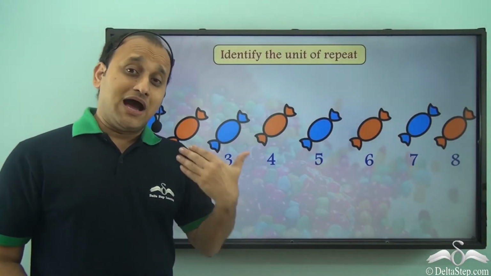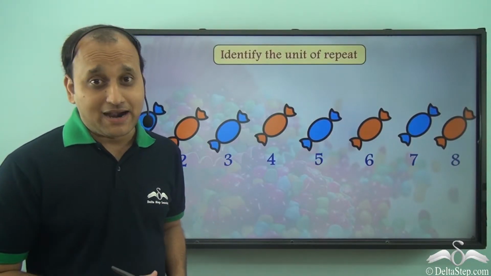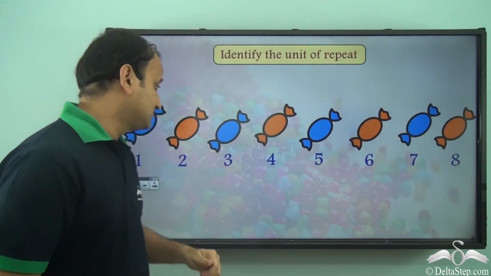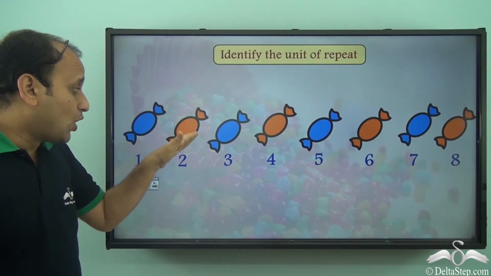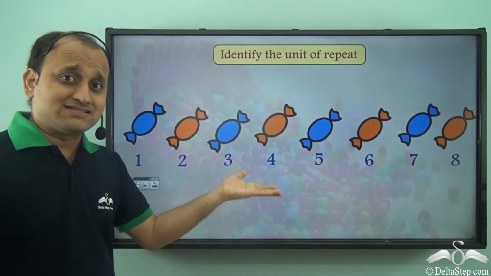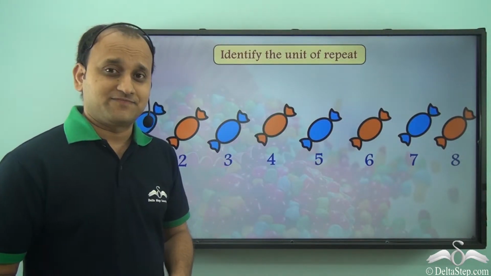Now you know how to identify unit of repeat in a pattern. So can you identify the unit of repeat in this case? Is it blue? Is it orange? Or is it blue orange? What exactly do you think is the unit of repeat in this case?